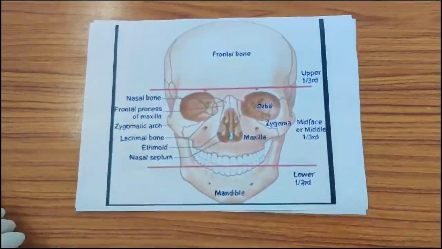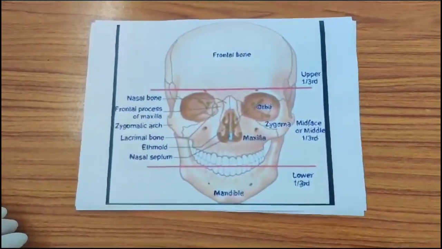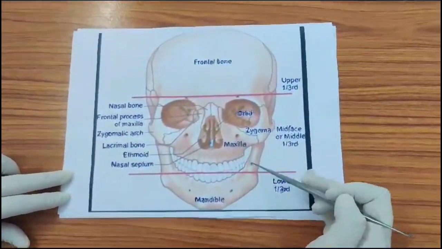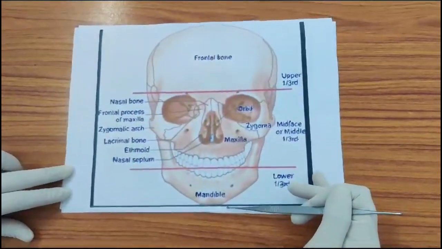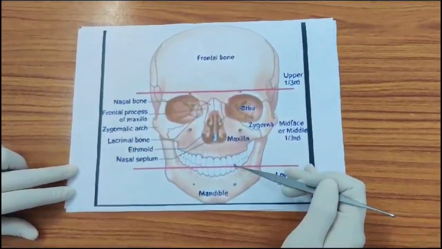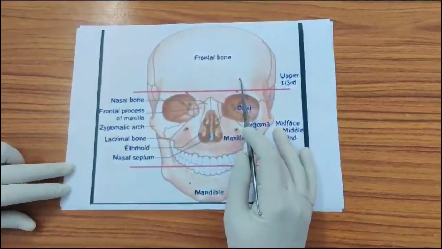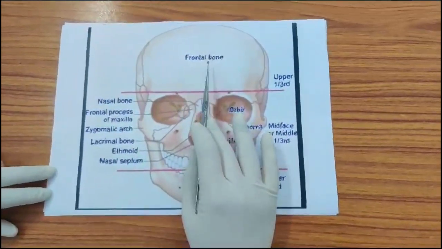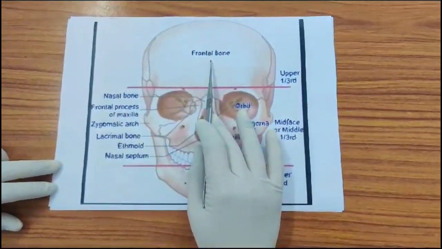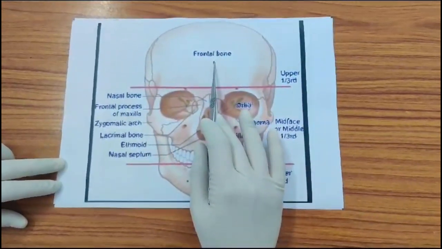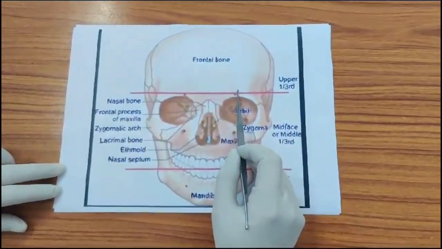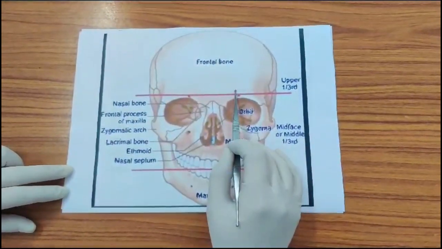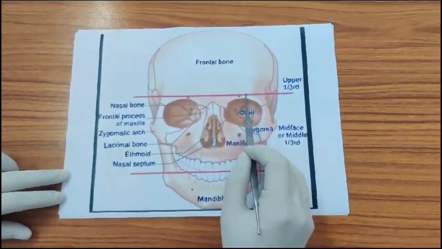To examine, the face is divided into upper one third, middle one third, and lower one third by two imaginary lines. The upper one third includes the skin over the frontal bone and the scalp. We look for any lacerations or any numbness. The frontal bone is examined, eyebrows are seen, and the supraorbital ridge is examined. Till now, we have covered the upper one third of the face.